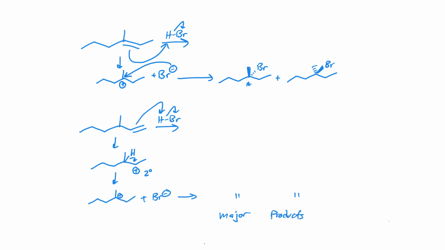And I'm going to switch colors. Anytime that you form a cation and we have anions present in the reaction mixture, this cation could also potentially react. So I could draw another mechanism where the bromine reacts as a nucleophile with the secondary cation. And let me look at the bromine here.